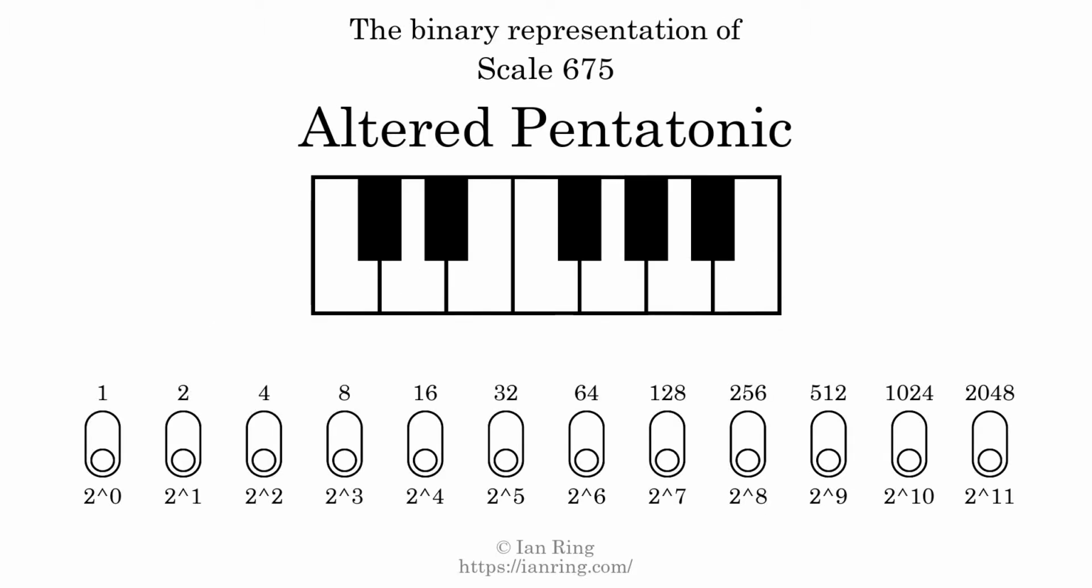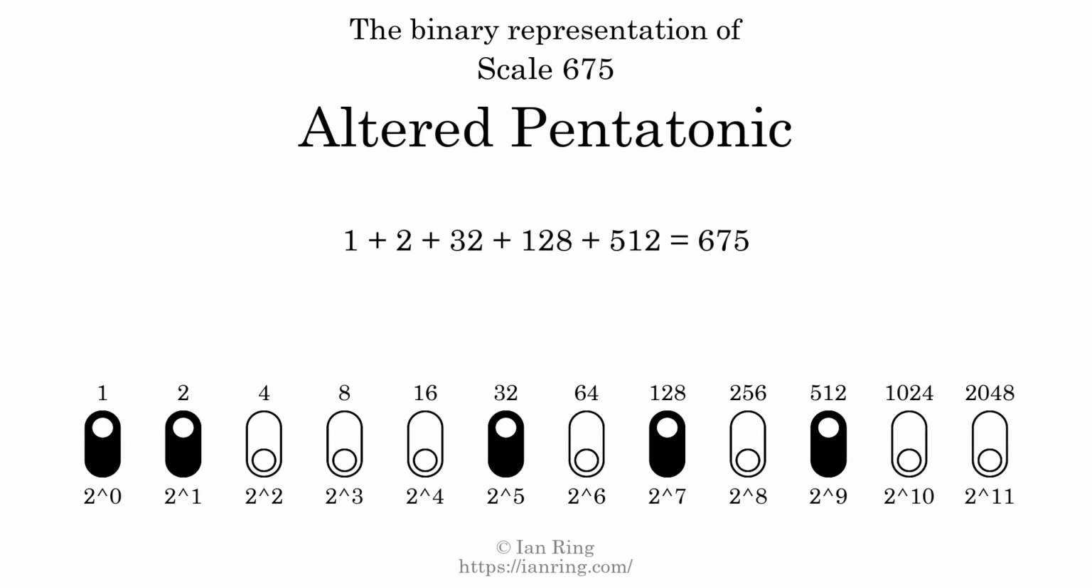The binary representation of this scale is determined by mapping tones of the scale to binary digits. Each binary digit represents a power of 2. To get the scale number, we add the powers of 2 together. The powers of 2 that are present in the scale, all added together, equals 675. That is why the scale number, in decimal, is 675.